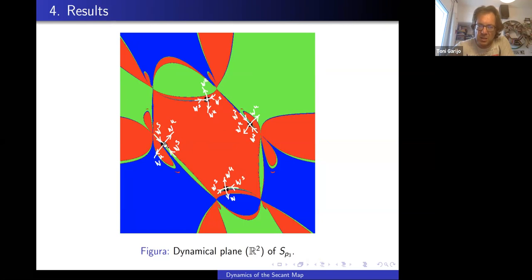Associated to this 4-cycle, we can compute the differential of the cycle, and there is one attracting direction and one repelling direction, with the stable manifold and the unstable manifold associated to this saddle point. In this example, it seems that the stable manifold of this 4-cycle is responsible for controlling the boundary of the immediate basin of attraction. This is the philosophy of what we would like to prove.